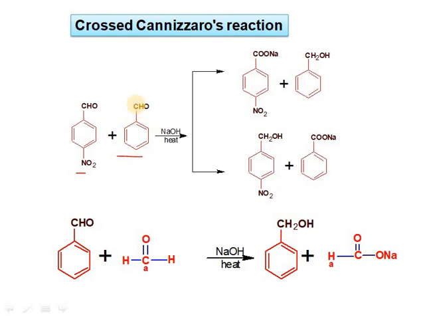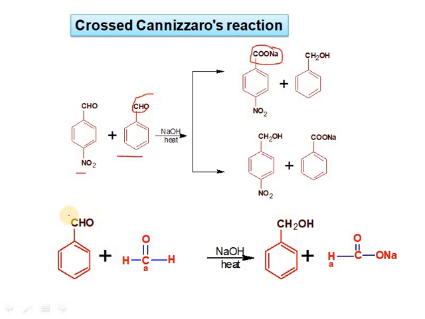For example, one benzaldehyde is converted to the sodium salt of the acid, and the other aldehyde is converted to the alcohol, CH2OH. Another possibility is that this one is converted to alcohol, CH2OH, and the other is converted to salt. The next possibility is that this one converts to salt and the other converts to alcohol. And another possibility is that this converts to alcohol and the other converts to salt. So 4 products are possible in the cross Cannizzaro reaction, right?